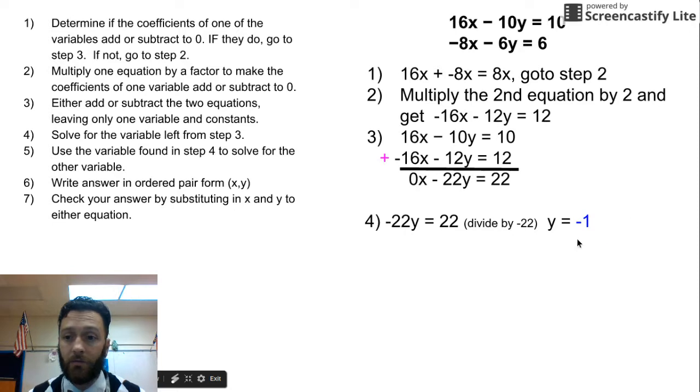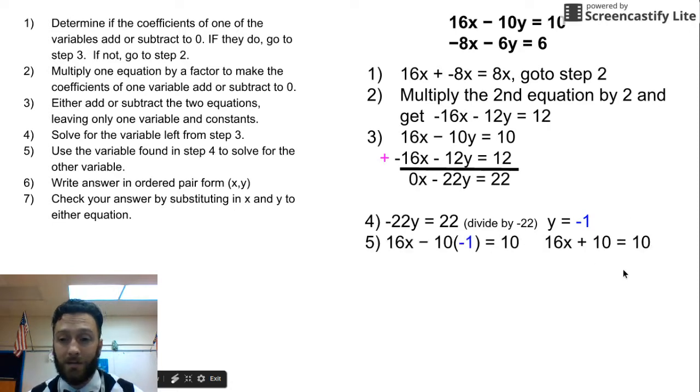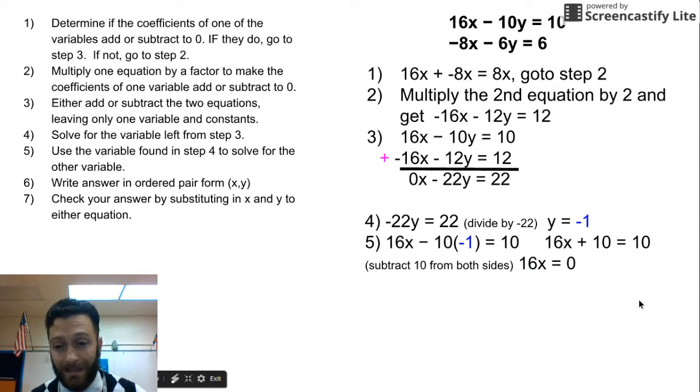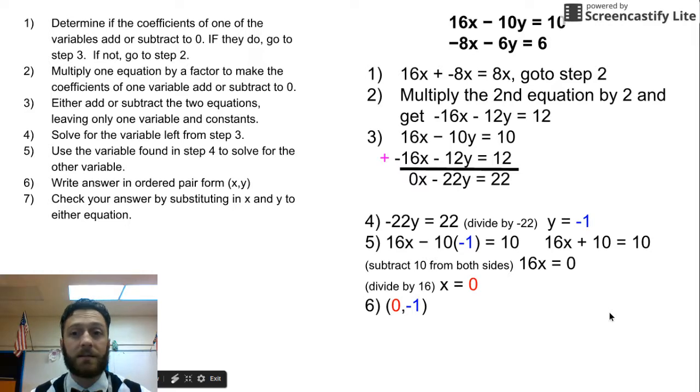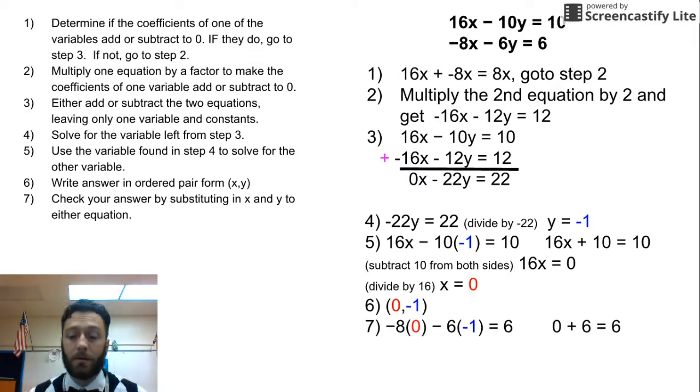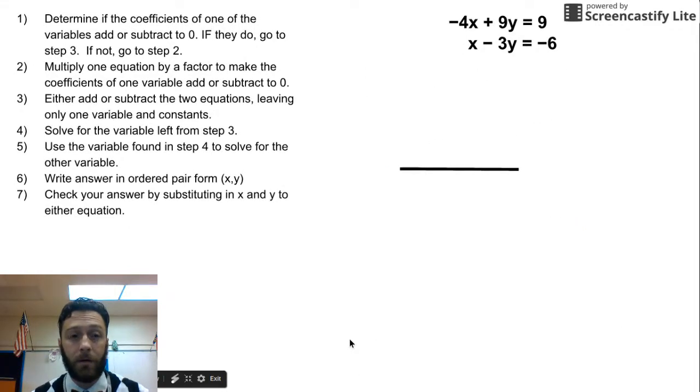We take that -1, substitute it back into another equation, giving us 16x plus 10 equals 10. Subtract 10 from both sides. We get 16x equals 0. Divide by 16, x equals 0. Step 6, we get the points 0, -1. Substitute those into the equation. We end up with 0 plus 6 equals 6, which is true, meaning that our solution from step 6 is correct.